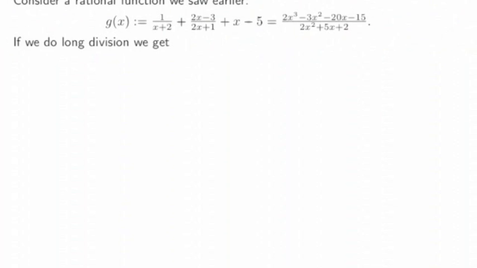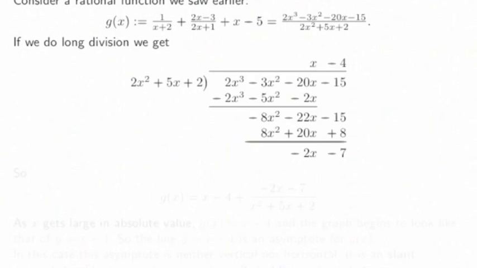One more rational function, we saw this earlier. We could combine like terms and write it out as a cubic divided by a quadratic. If we do long division, take my word for it, we get this. So I can write that rational function, a cubic divided by a quadratic, as x minus 4 is the quotient, plus this remainder, minus 2x minus 7, divided by the denominator, x squared plus 5x plus 2.